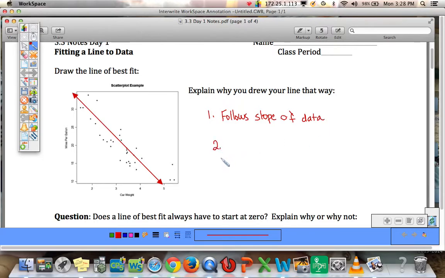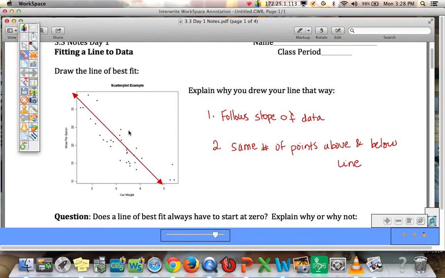Step 2, and again you talk about this in science, your line of best fit should have about the same amount of points above the line as there are below the line. So same number of points above and below your line of best fit.